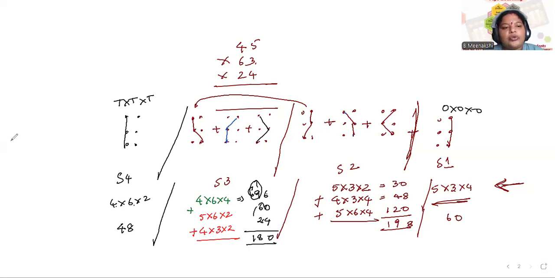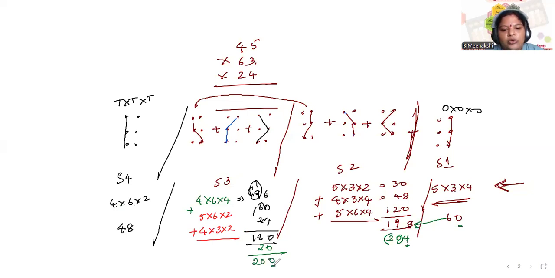Now we are supposed to keep only a single digit in the result over here. So 6 plus 198 gives you 204. Keeping only 4 in the result, I will take 20 and add this 20 to 18. So you will get 200.